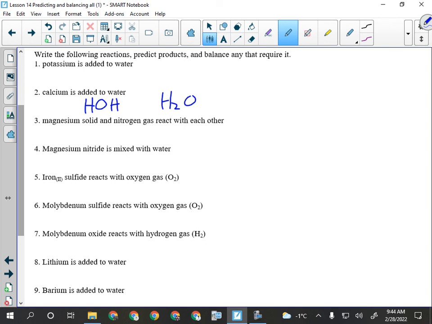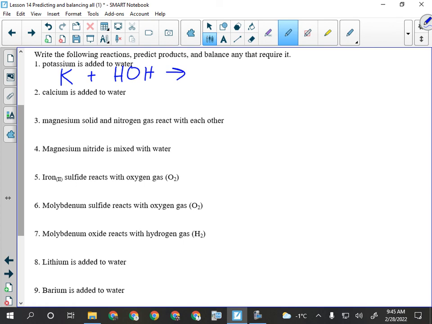Okay, so let's do number 1 as an example here. On number 1, I've got potassium is added to water. So if I write that the way I originally told you, it's going to look like this. Whoops, that's not the way I originally told you. This is the way I originally told you. Okay, what kind of reaction is that?